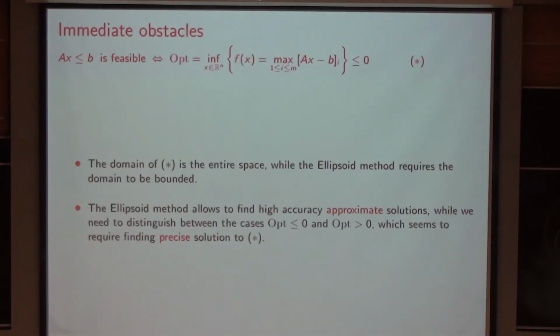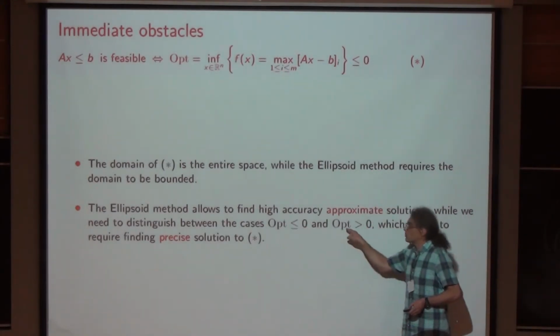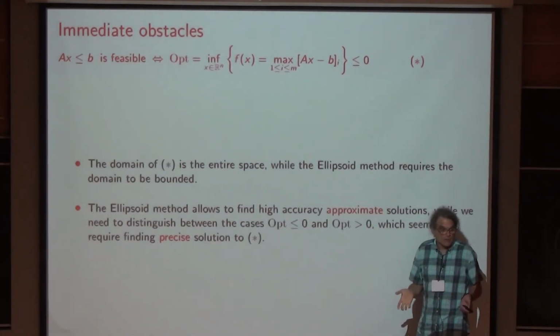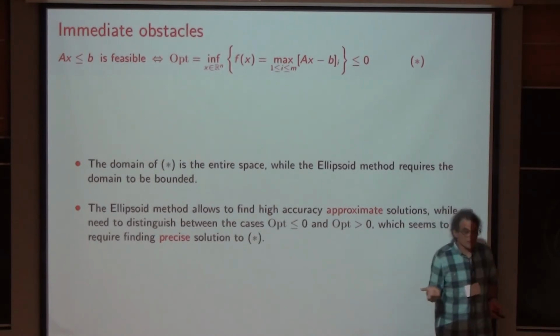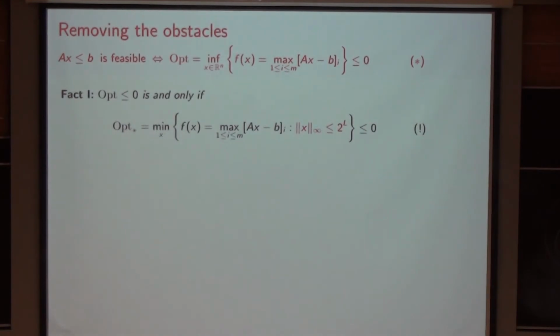However, there are two questions. The ellipsoid method basically works with bounded sets, and here the domain is R^n, which is not bounded. And we know that the ellipsoid method will give us the solution with certain precision. But we have to answer whether this optimal value is less or equal than 0 or strictly larger than 0, which needs infinite precision. Hopefully, and this was proved by Khachiyan, this is a very nice piece of mathematics and quite simple.